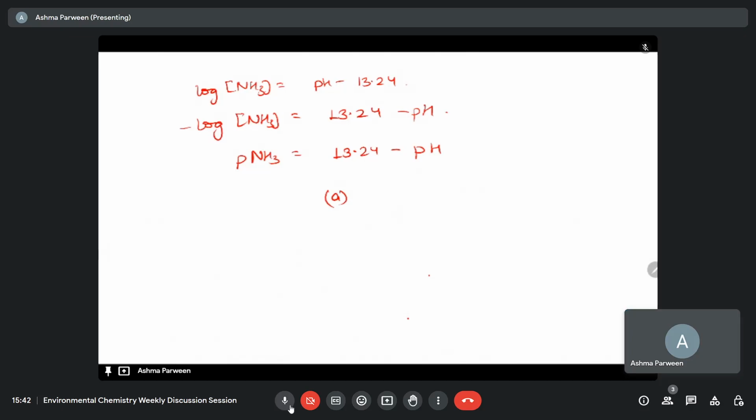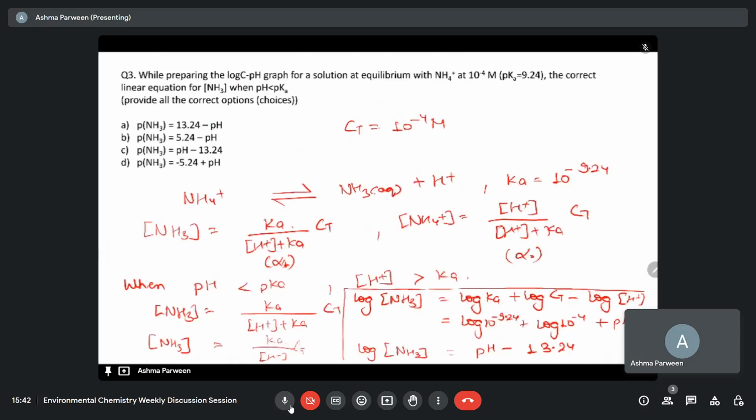Madam, what about the value of log 10 to the power minus 9.24? During the examination, they will provide a log table. Now we have to just assume it to find out the values. Also, calculators will be allowed in the end exam. That calculator will not be allowed, there will be some digital calculator available, so we can do the calculation there also. Okay, now I'm clear.